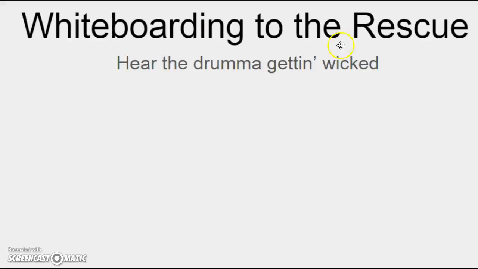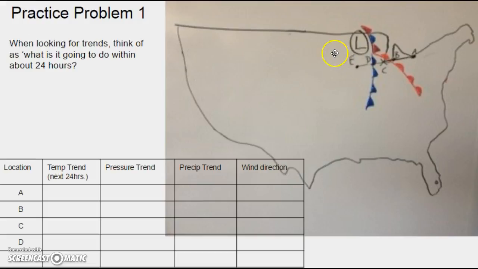All right, this lecture is going to help you do some of the whiteboarding practice problems that we did in class involving middle latitude cyclones. This is one of the practice problems, and I've got a couple set up for you here. This is where we look at the trends of what's going to take place in terms of temperature, pressure, precipitation, and wind direction.